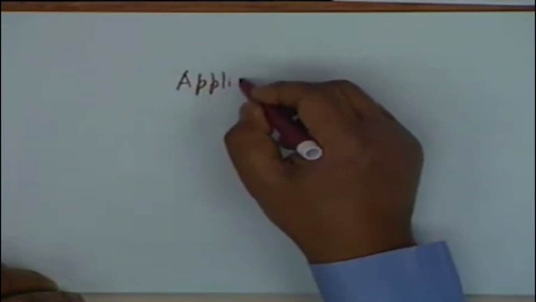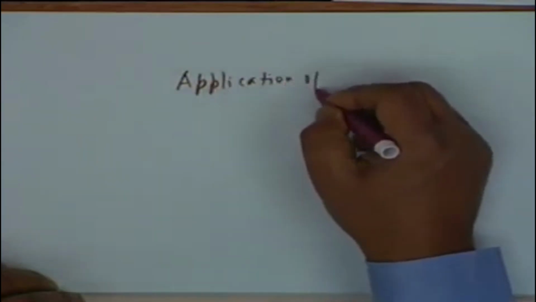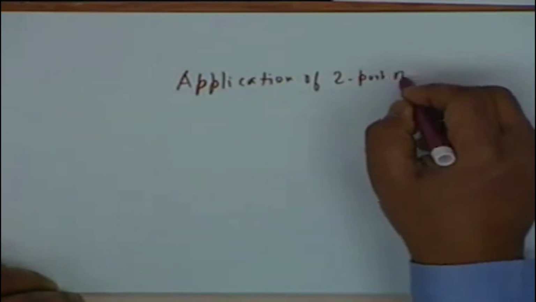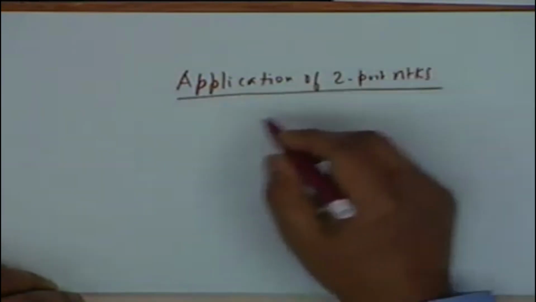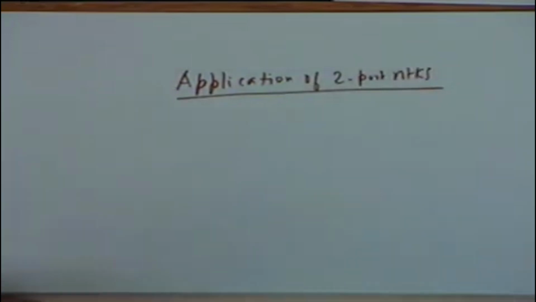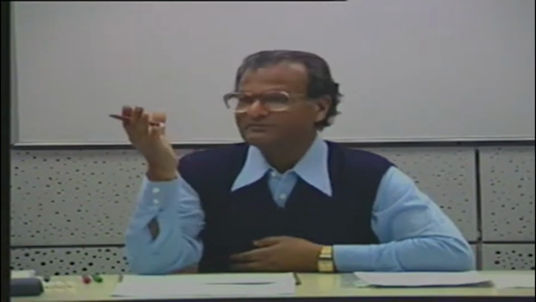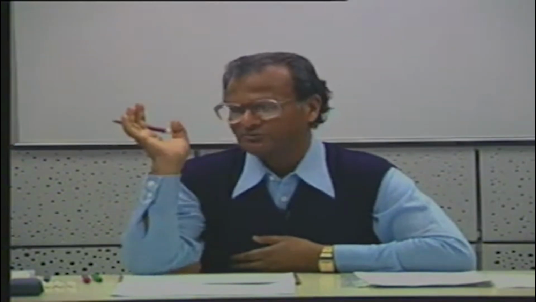Application of two-port networks. Where are two-port networks used? Almost all networks that you see are two ports. For example, a communication receiver. What is the input? Input comes from the antenna. And where is the output? Output is the loudspeaker. A CRO, there is an input signal. What is the output? Output is the visual output. It's a picture. Almost all networks are two ports.